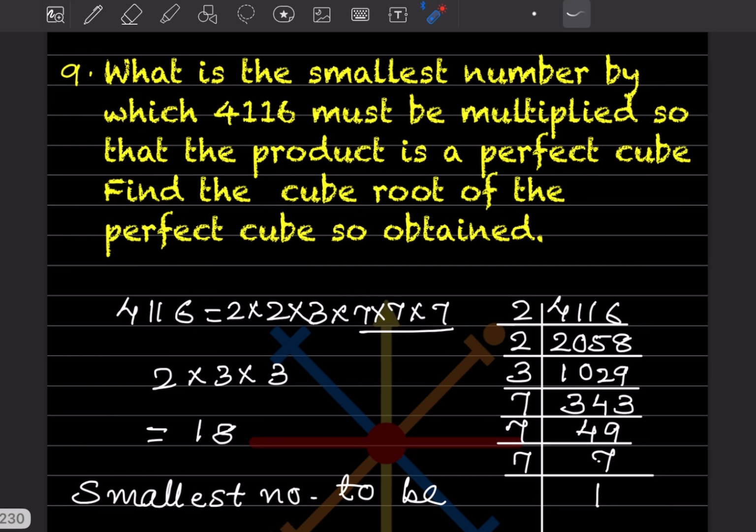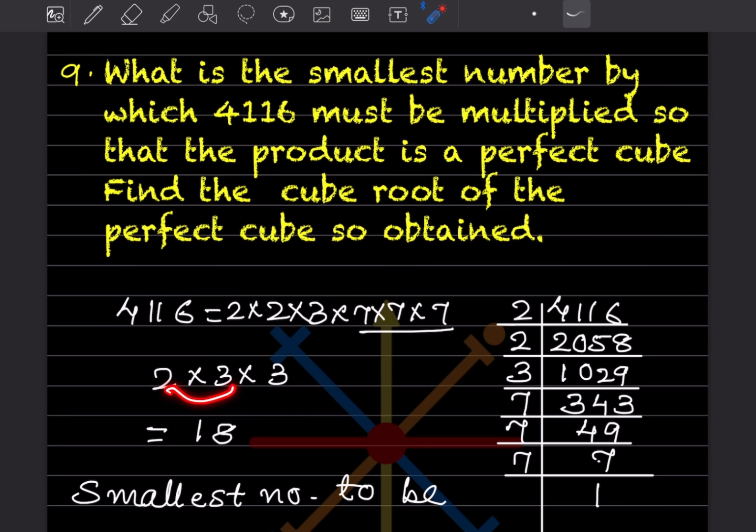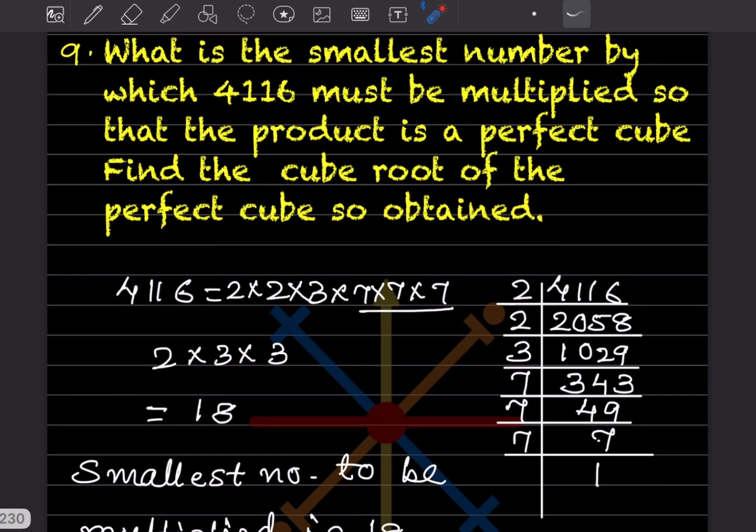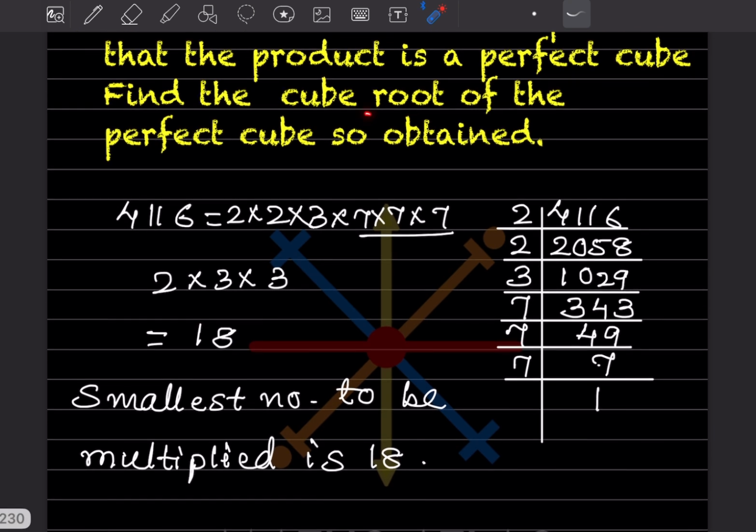Here we need one more number, because to make 3 numbers, here we need 1. So we need an extra 2, and here we need 3 2s. So what we can do, this we bring here, and this 2 will be here. So what will that be? 3 2s are 6 and 6 3s are 18. Because we want the smallest number, the smallest number to be multiplied is 18.